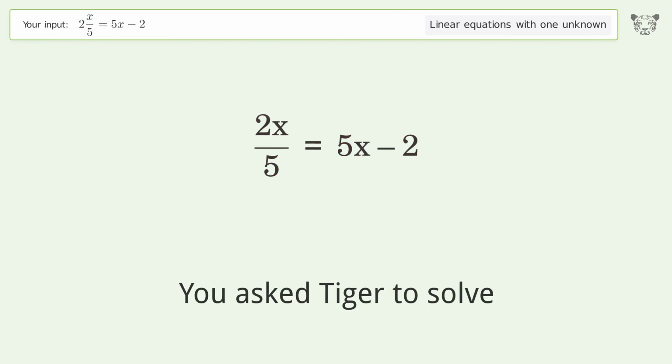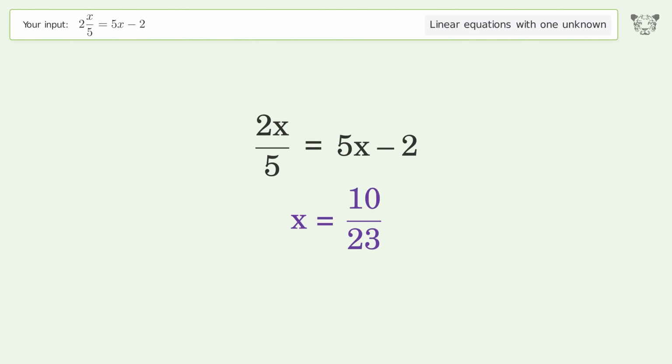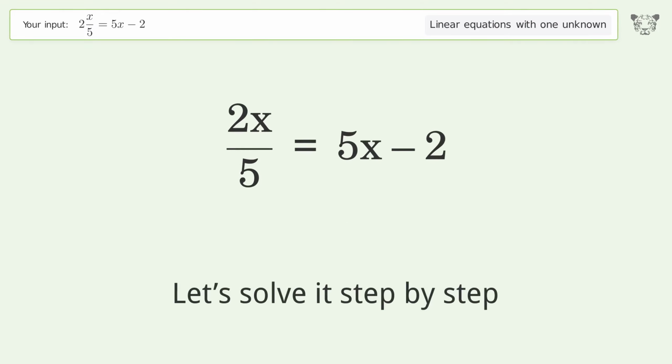You ask Tiger to solve this. This deals with linear equations with one unknown. The final result is x equals 10/23. Let's solve it step by step.